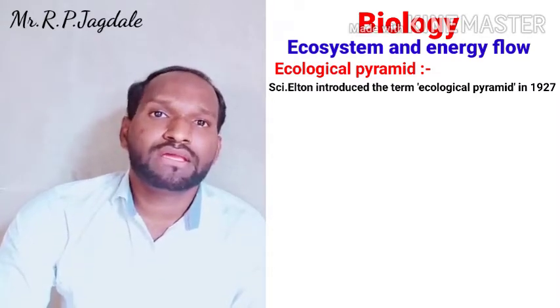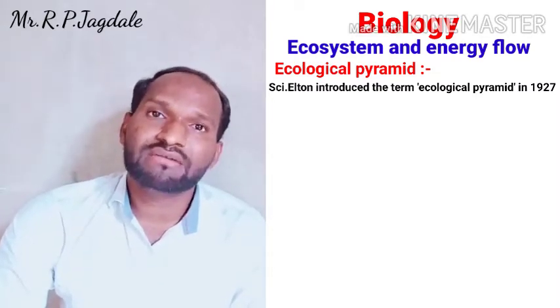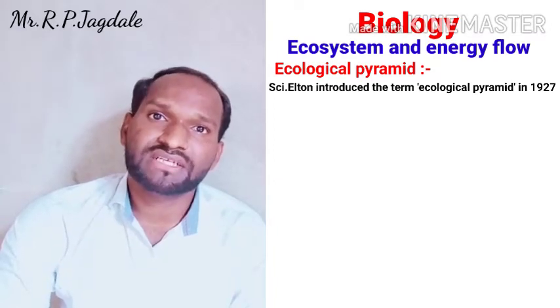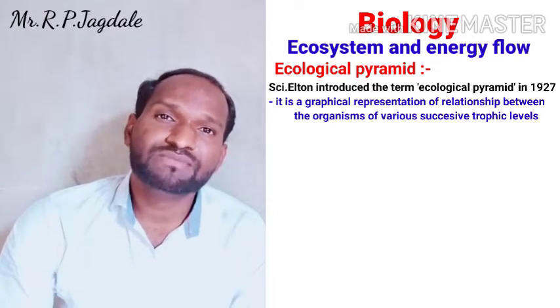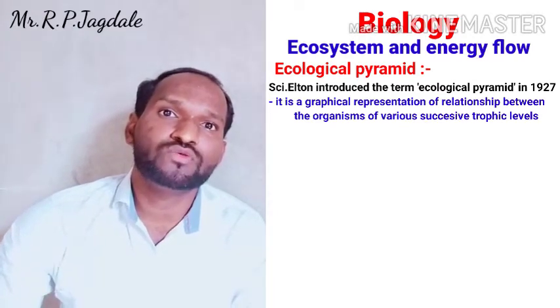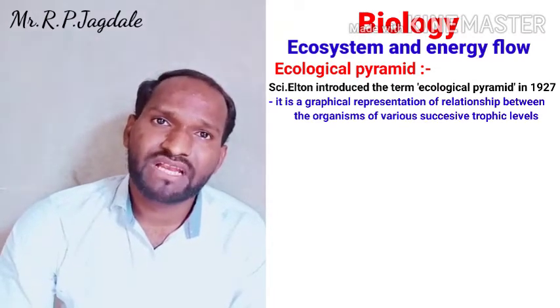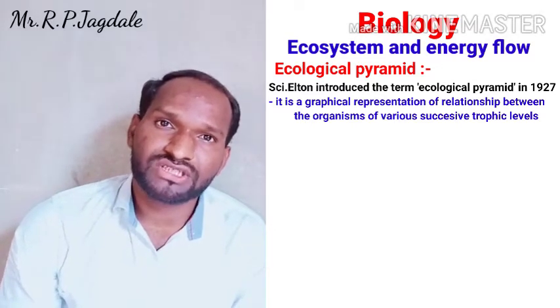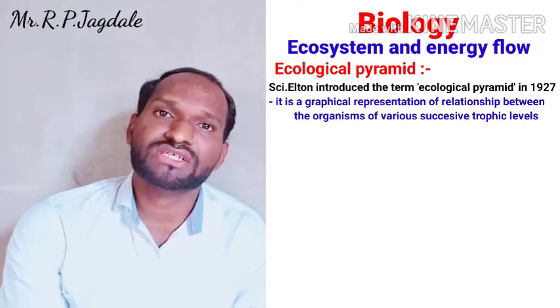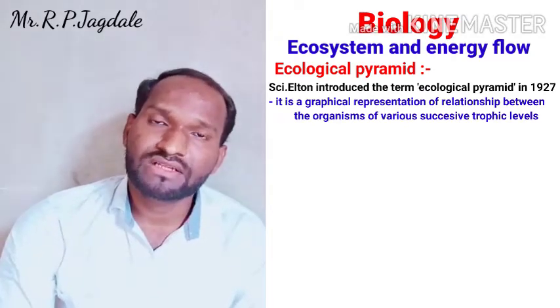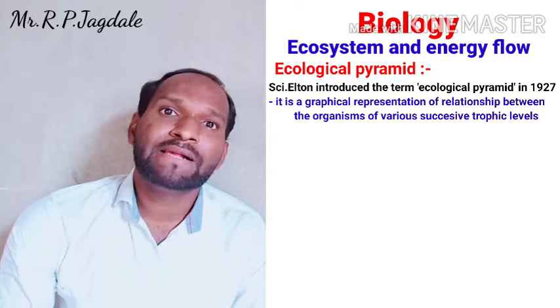Ecological pyramid is nothing but the structural representation of the relationship between organisms of various successive trophic levels. That means it is a graphical representation of the relationship between each successive trophic level. This is called an ecological pyramid.